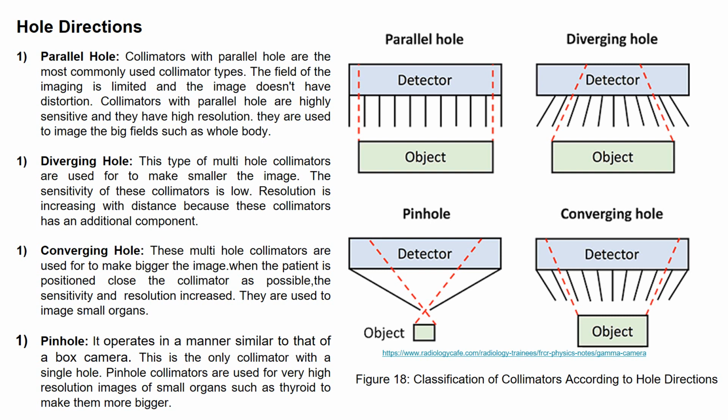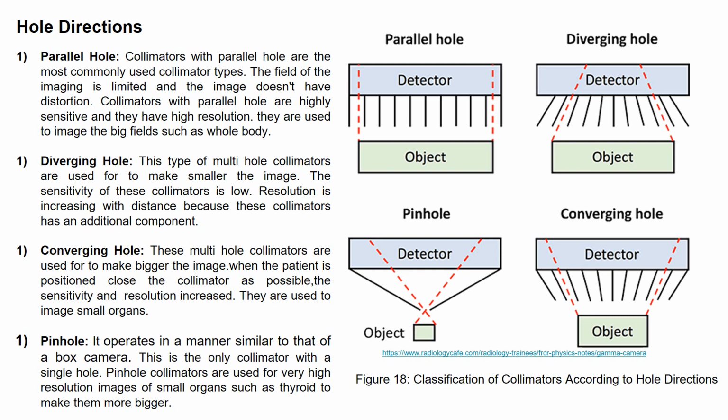Collimator with diverging hole is used to make the image smaller. The sensitivity of these collimators is low. Resolution decreases with distance because the collimators have additional components. Collimator with converging hole is used to make the image bigger. When the patient is positioned as close to the collimator as possible, the sensitivity and resolution increase. They are used to image small organs.